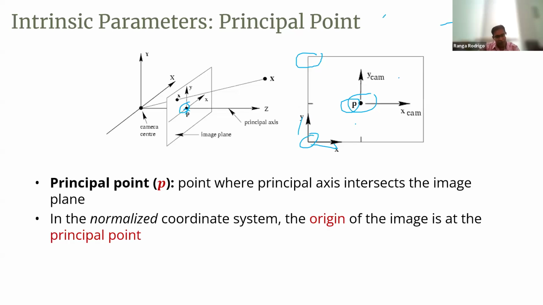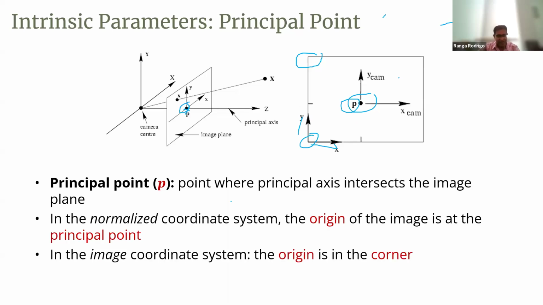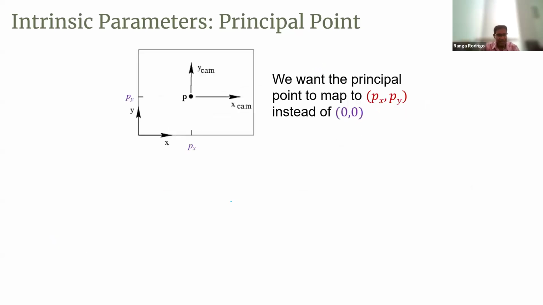Px and Py, we want to incorporate that. In the normalized coordinate system, the origin of the image is at the principal point. In the image coordinate system, the origin is the corner. Let's incorporate that. We want the principal point to map to Px, Py instead of 0, 0. So therefore, we will add Px and Py to small x and y, like so. You can understand that. Any questions about this?